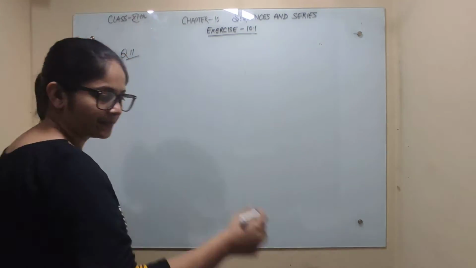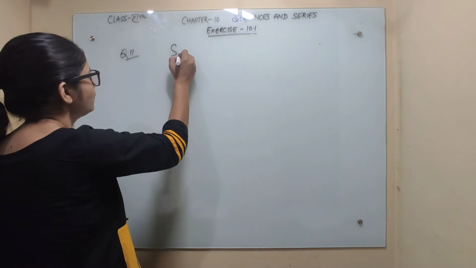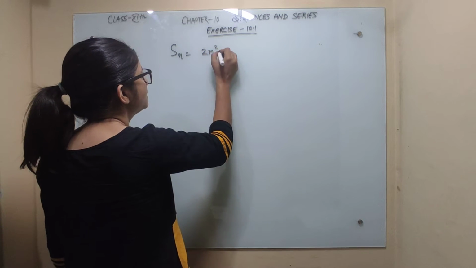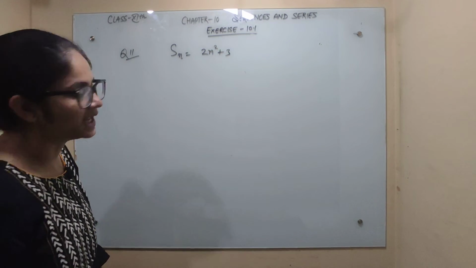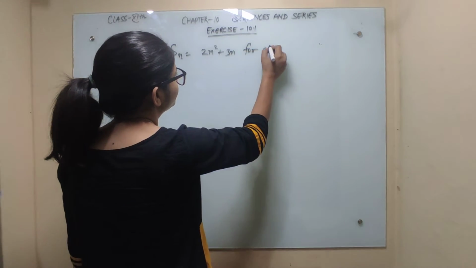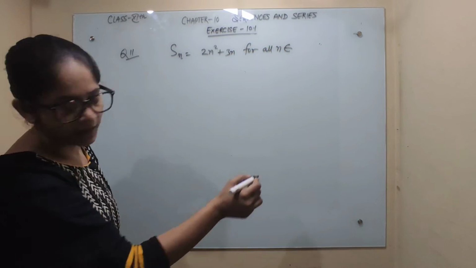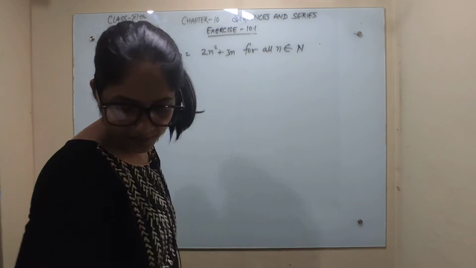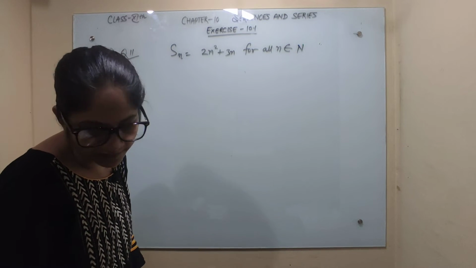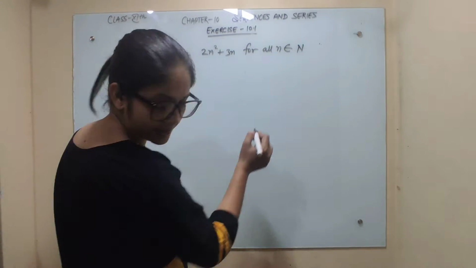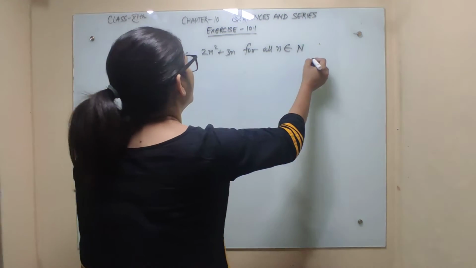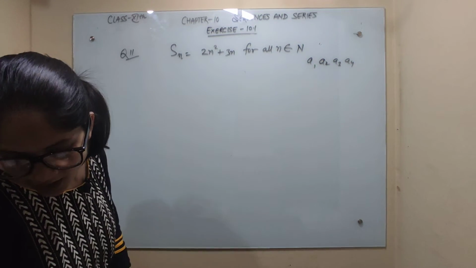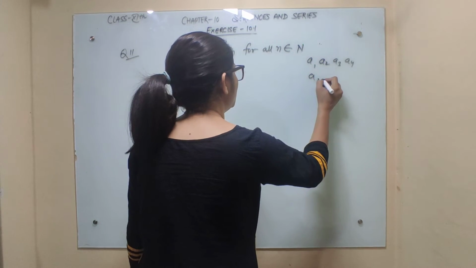Question number 11, you can see Sn is given, sum of n terms. Sn is equal to 2n square plus 3n for all n belongs to natural numbers. Find the first 4 terms, find its 20th term also. You have to find A1, A2, A3 and A4, and A20 also.